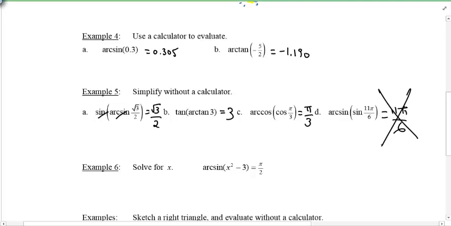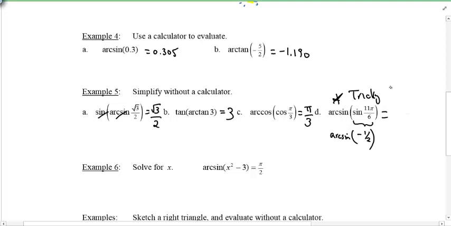No. What did I do wrong here? Tricky. Well, sine of 11 pi over 6 equals the ratio negative 1/2. And then I'm asking you to find the arcsine of negative 1/2. And yes, remember the range has to be between negative pi over 2 and pi over 2. That's why 11 pi over 6 does not work. We know this from, I think, example number 1 or 2, that this equals negative pi over 6. Okay? So tricky.